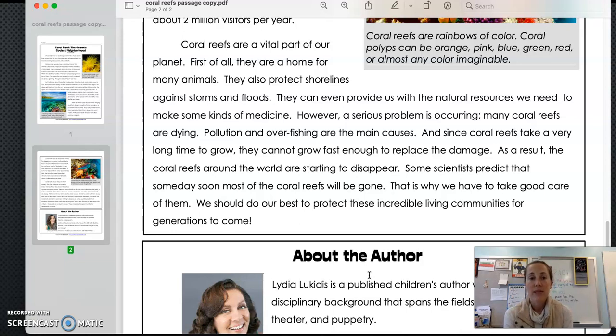Some scientists predict that someday, soon, most of the coral reefs will be gone. That is why we have to take good care of them. We should do our best to protect these incredible living communities for generations to come.